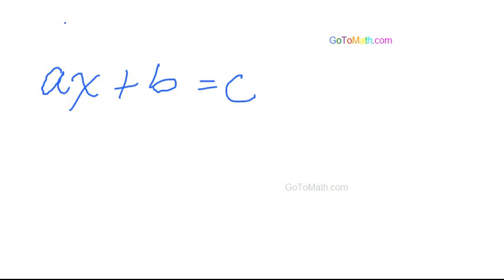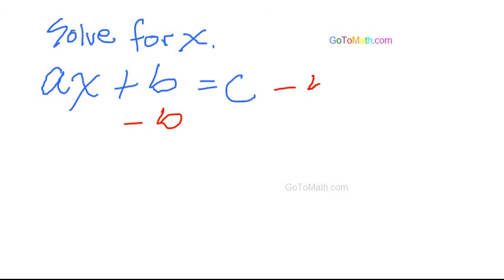Alright, so let's write that up here. Solve for x. So we want to isolate x here, and that means let's get our constants over to the other side first off. So we have minus b. We're going to subtract b from both sides. We have plus b and minus b, so that cancels out. And now we're left with ax is equal to c minus b over here on the right hand side.